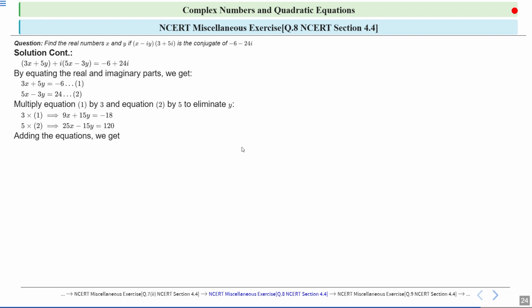Let's add these two new equations together. Notice that the terms 15y and minus 15y will cancel each other out, making it easier to solve for x. So we get 9x plus 15y plus 25x minus 15y equals minus 18 plus 120. Let's solve for x. We have 34 times x equals 102. To isolate x, we divide both sides by 34 and obtain x equals 102 divided by 34. It implies x equals 3.